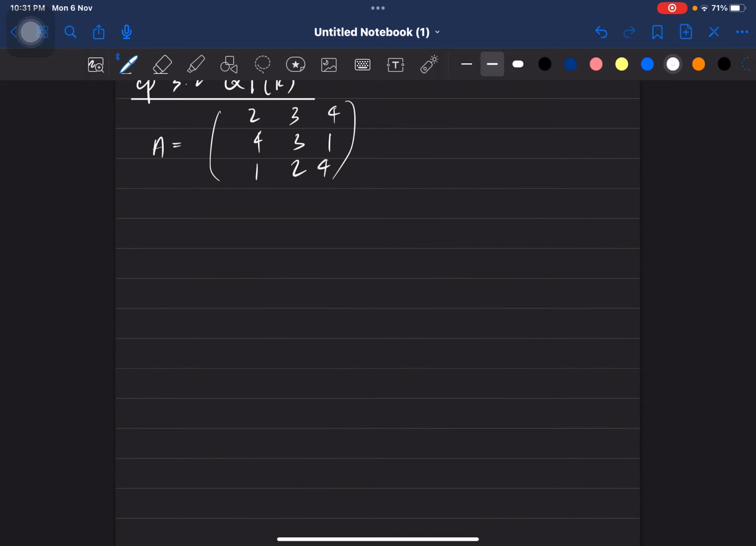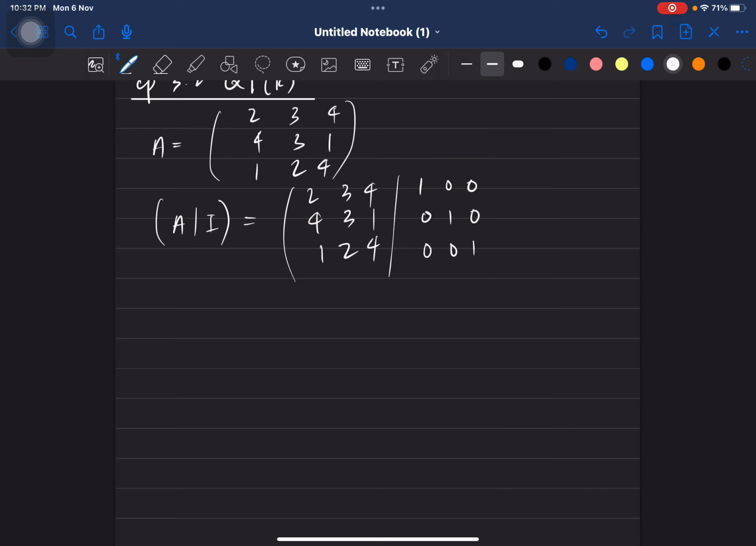Okay, let's look at this. First, write like this first: A, vertical line, identity. Identity on the right hand side.